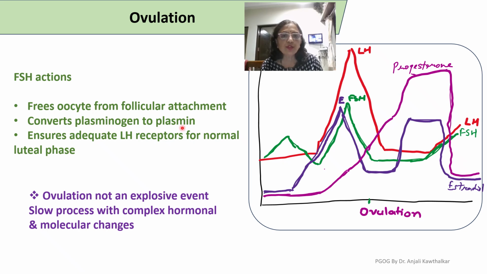It converts plasminogen to plasmin, which is necessary for ovulation. It ensures adequate LH receptors for a normal luteal phase. So this FSH has important actions. Because of this FSH, there are adequate LH receptors in the corpus luteum, leading to an adequate luteal phase with adequate secretion of progesterone and estradiol. Ovulation is not an explosive event. It is a slow process with complex hormonal and molecular changes.